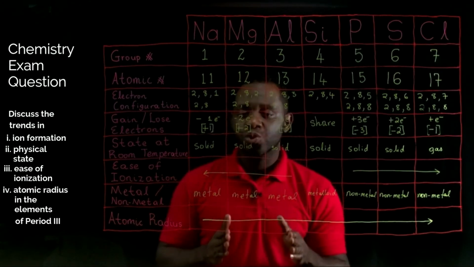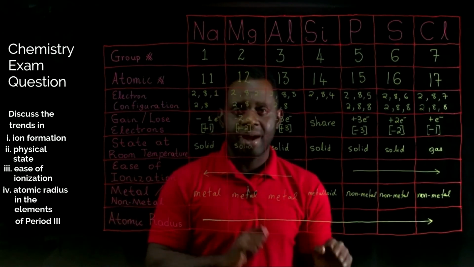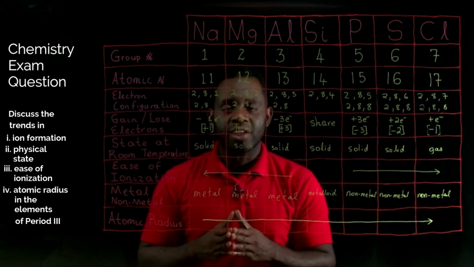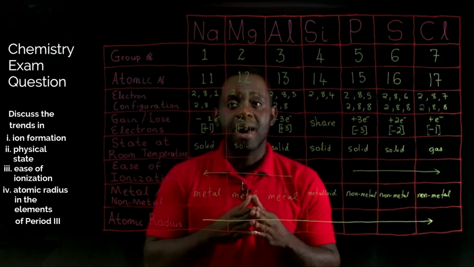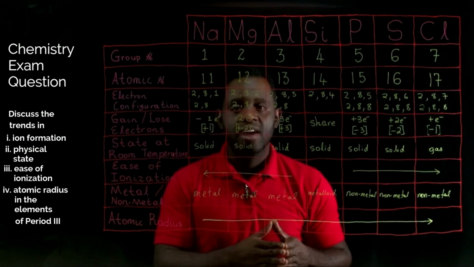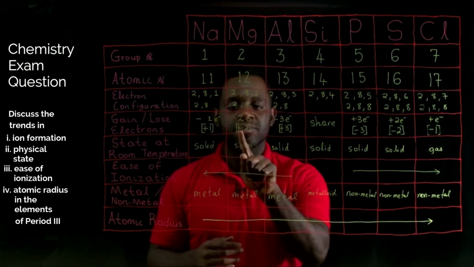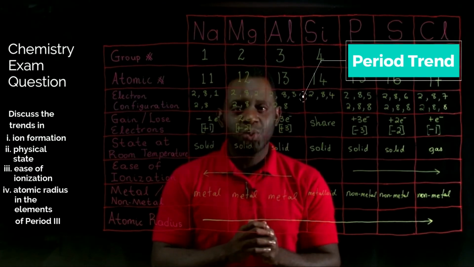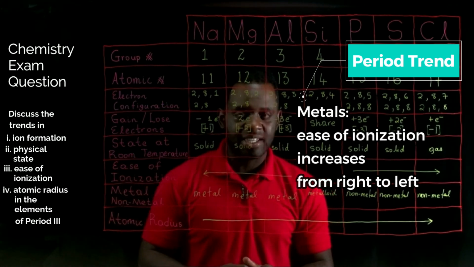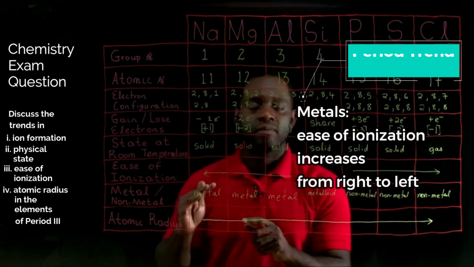However, the opposite is true for metals in terms of how easy it is for the atoms to become ions. If the nucleus can hold on to the electrons with greater attractive power, then it becomes harder as we go from left to right for the valence electron to be lost. So, ease of ionization increases from right to left for the metals.